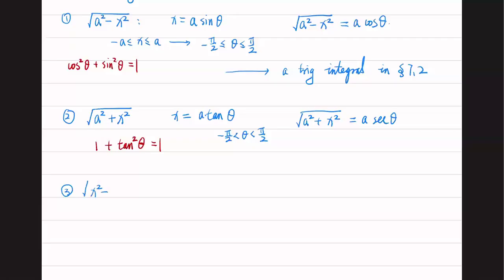x squared minus a squared. Elisa, what substitution do we use for this one? So what's the trig identity behind this substitution?